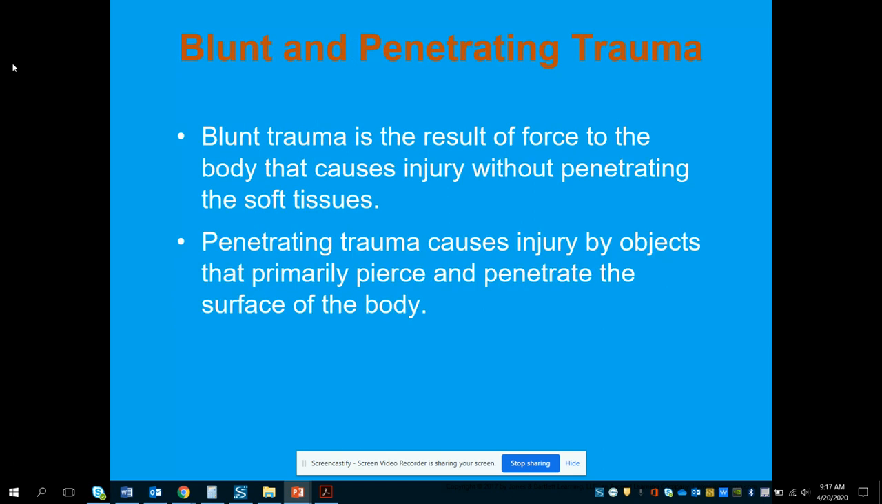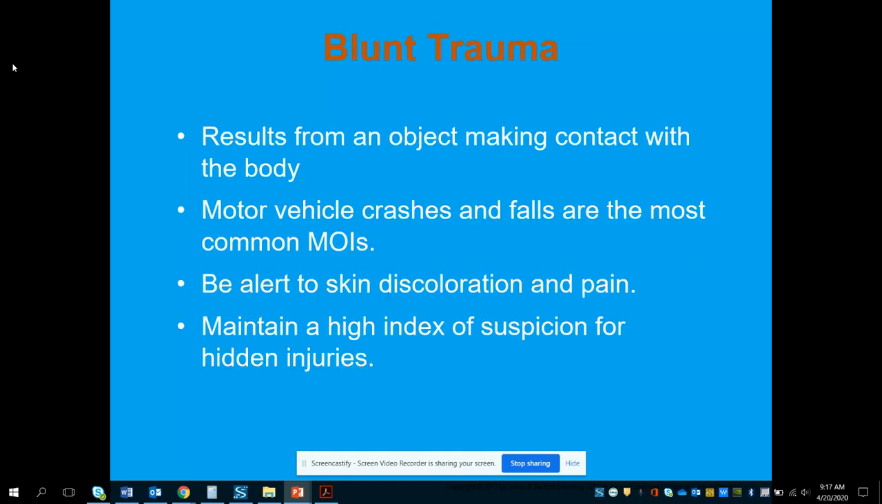Now, blunt and penetrating trauma, these are the two terms that we are going to hear over and over again, but there's a lot of different things that can cause each one. So blunt trauma is the result of force to the body that causes injury without penetrating the soft tissue. So thinking about being struck with a baseball bat, hitting your chest on the steering wheel of a car, those are blunt types of trauma. Penetrating trauma causes injury by objects that primarily pierce and penetrate the surface of the body. So thinking about shootings, stabbings, and that could be an impaled object like a fence post or a piece of glass, but anything that penetrated the body.